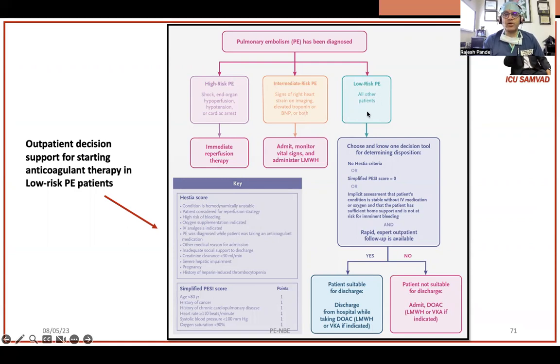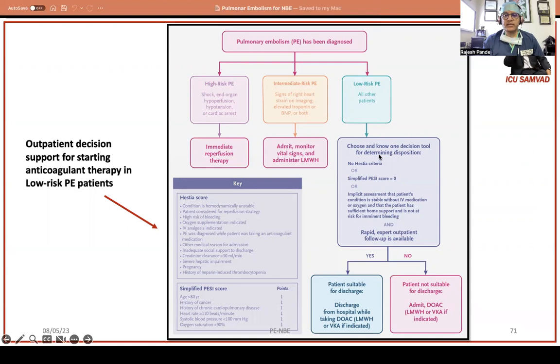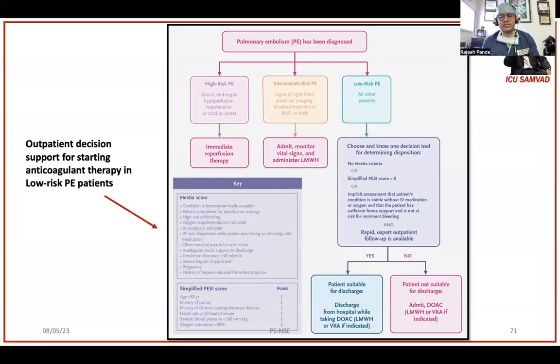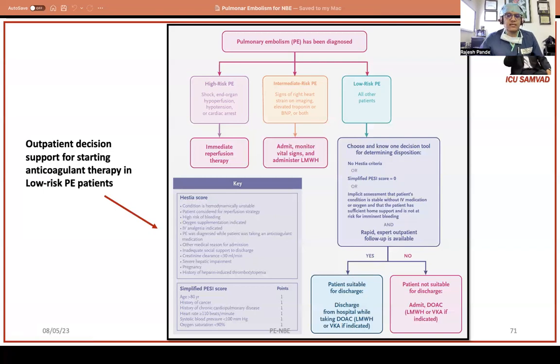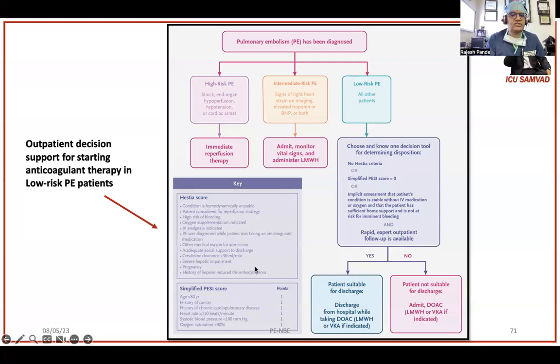Low risk pulmonary embolism: all other patients. Here, use your criteria, Hestia criteria or PESI score. If they are low, then the patient is suitable for discharge, and you can discharge. If these criteria are not met, the patient is not suitable for discharge, and you can admit on DOACs or LMWH plus vitamin K antagonist. Now, this is the Hestia score, as you can see.